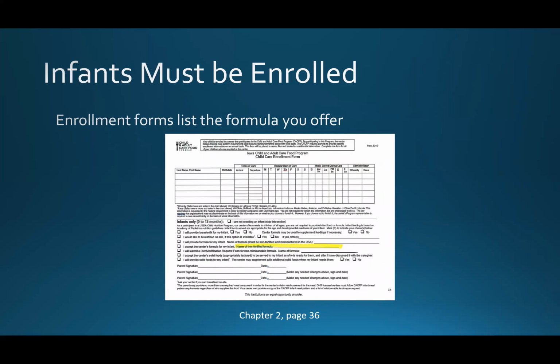CACFP enrollment forms must list the formula you will offer in writing before they are distributed to parents. CACFP enrollments are to be filled out and signed by the parent or guardian and updated annually. There are places on the form for the parent to indicate the components they will provide or accept from the center.